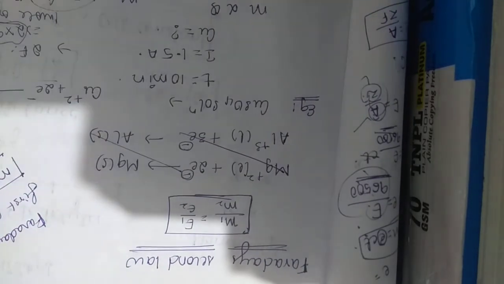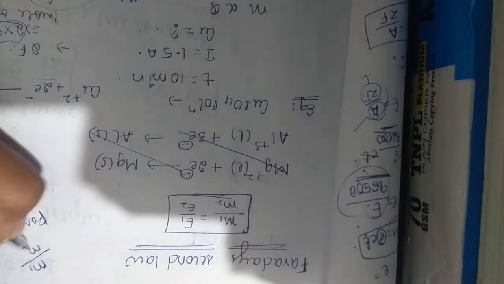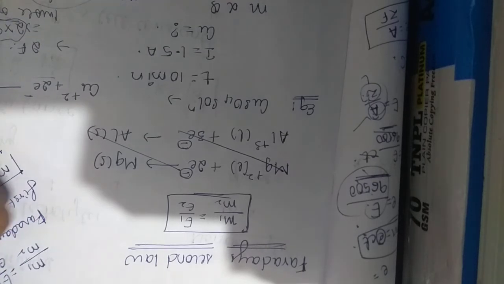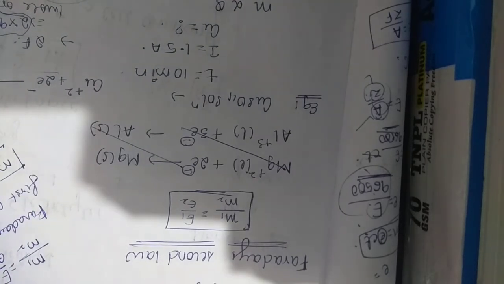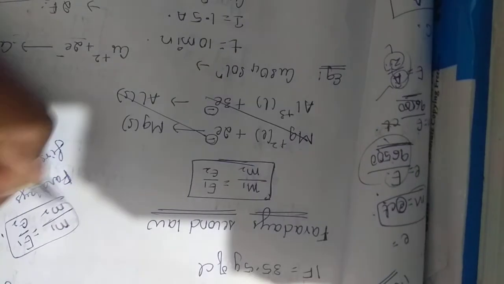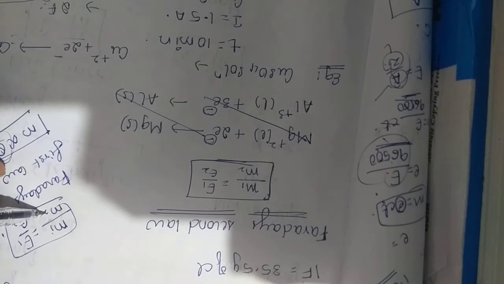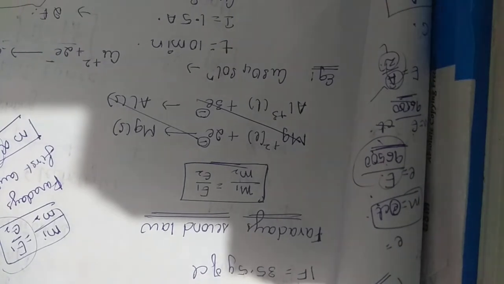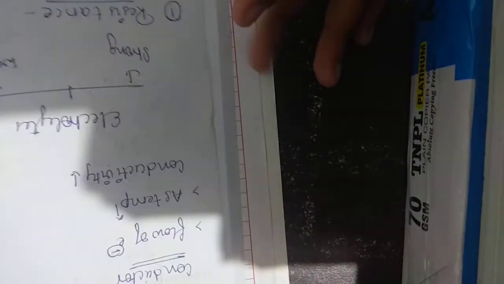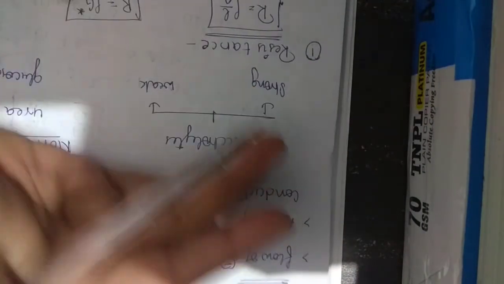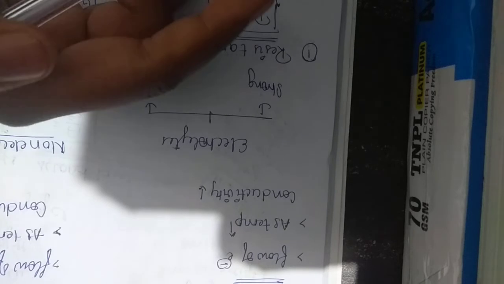What is Faraday's second law? M1 by M2 is equal to E1 by E2. Okay. This is the mass of the solute. This is the mass of the ions deposited. This is the equivalent weight of the ions. Okay. These are just the examples. Don't think I'm skipping some topics here, because the things which I'm not explaining are just the examples which I have solved for a better understanding.